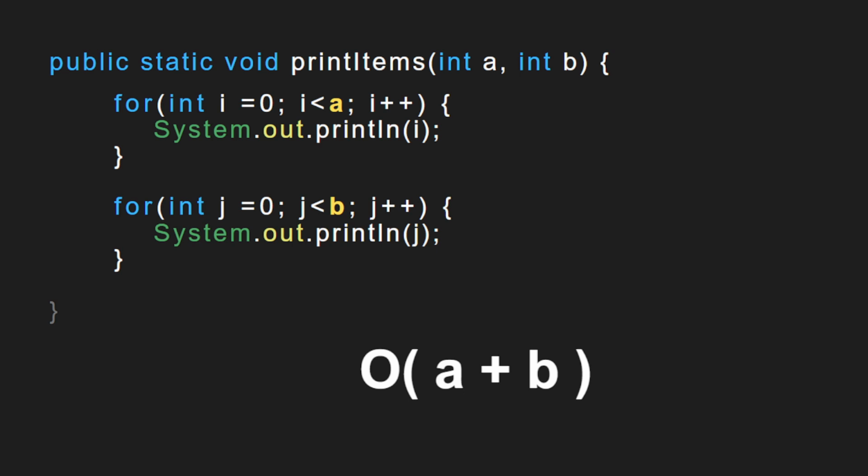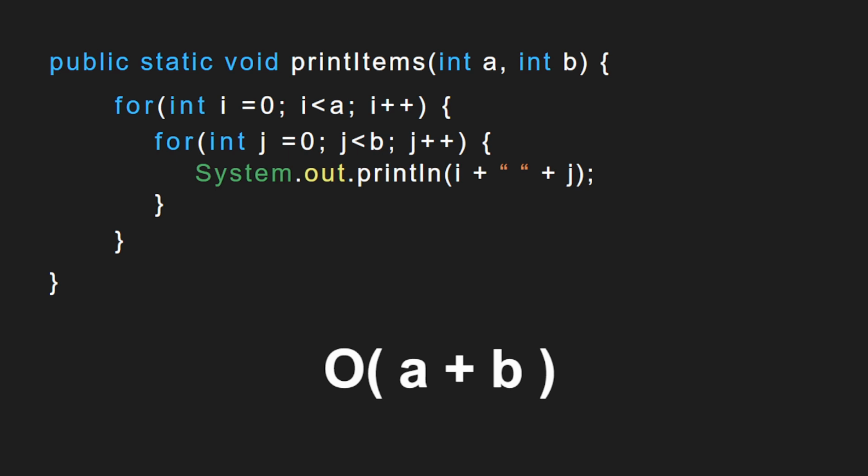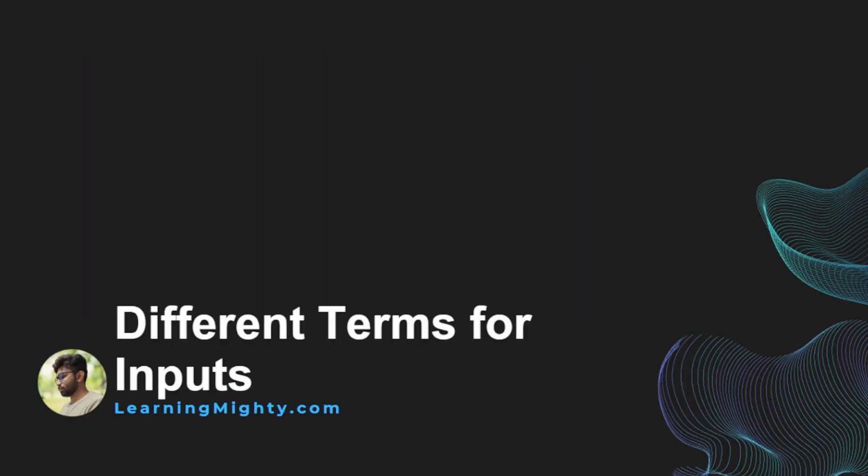Likewise, if we took these for loops and instead of having them one after the other, we had them one inside of the other, this would become O of A times B. So we can't just say that each of the terms is n, we have to use different terms for inputs.